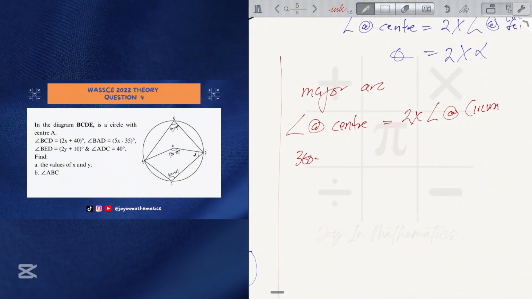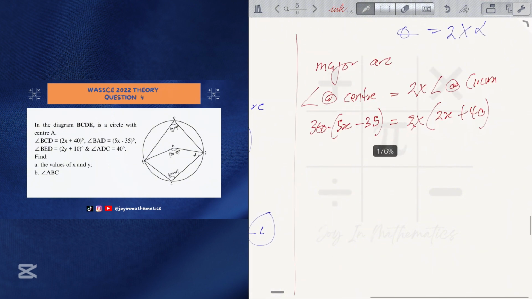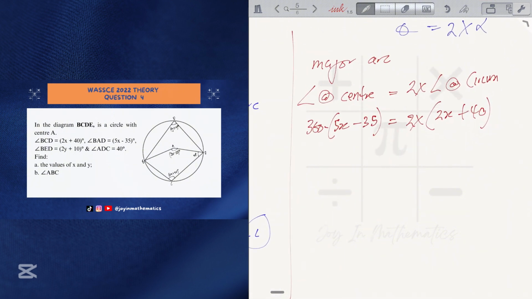So we have 360. Remember, because the sum of angles at a point is 360 degrees. So we have 360 minus 5x minus 35 is equal to 2 multiplied by 2x plus 40 degrees. So in view of this, we can easily find the value of x in this expression. If we open the brackets, 360 minus 5x plus 35 is equal to 4x plus 40.